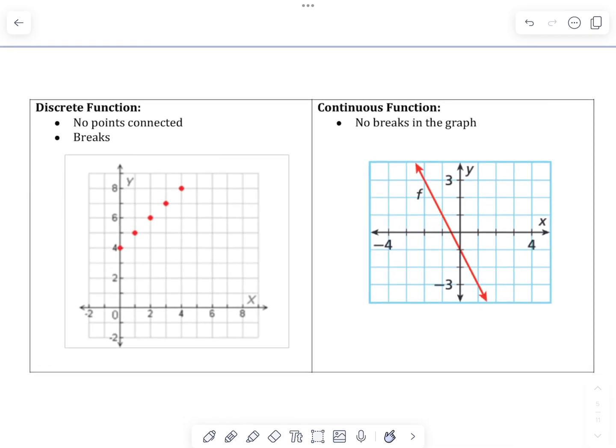Here's a diagram of discrete functions and continuous functions. Notice the difference. In a discrete function, there's no points connected and there's breaks, where a continuous function has no breaks.